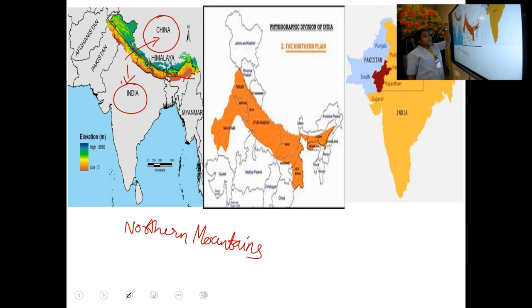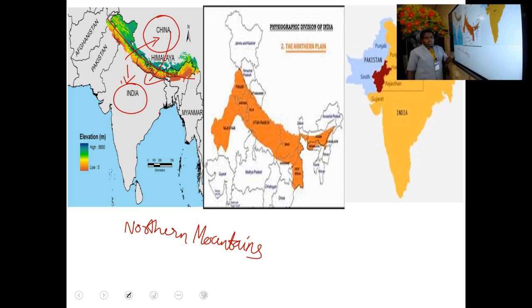So, these high mountains protect our country from the cold winds of the northern part. Okay, it protects our country from the cold winds. It protects our country from the cold winds entering from the northern part. So, these are the northern mountains.